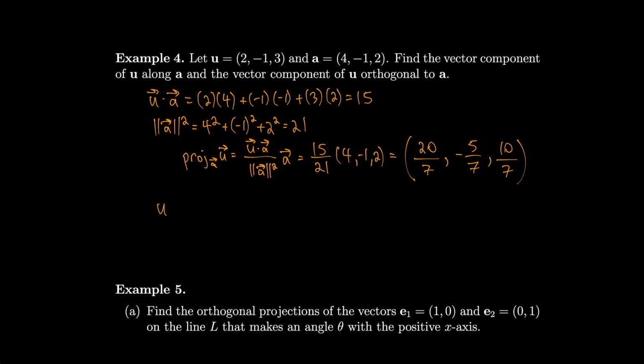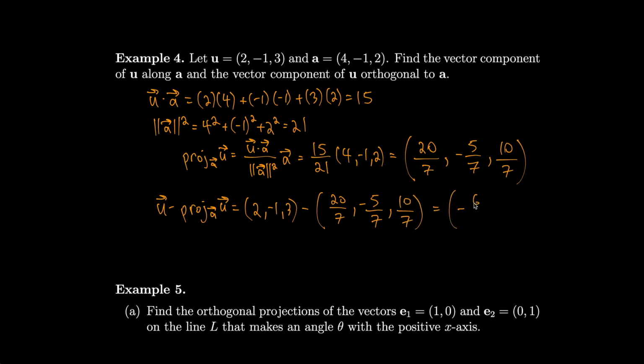I can also get u minus this quantity. Well, I don't know if quantity is the right word. u minus this vector. And I'll get (2, -1, 3) minus (20/7, -5/7, 10/7), and that equals (-6/7, -2/7, 11/7).